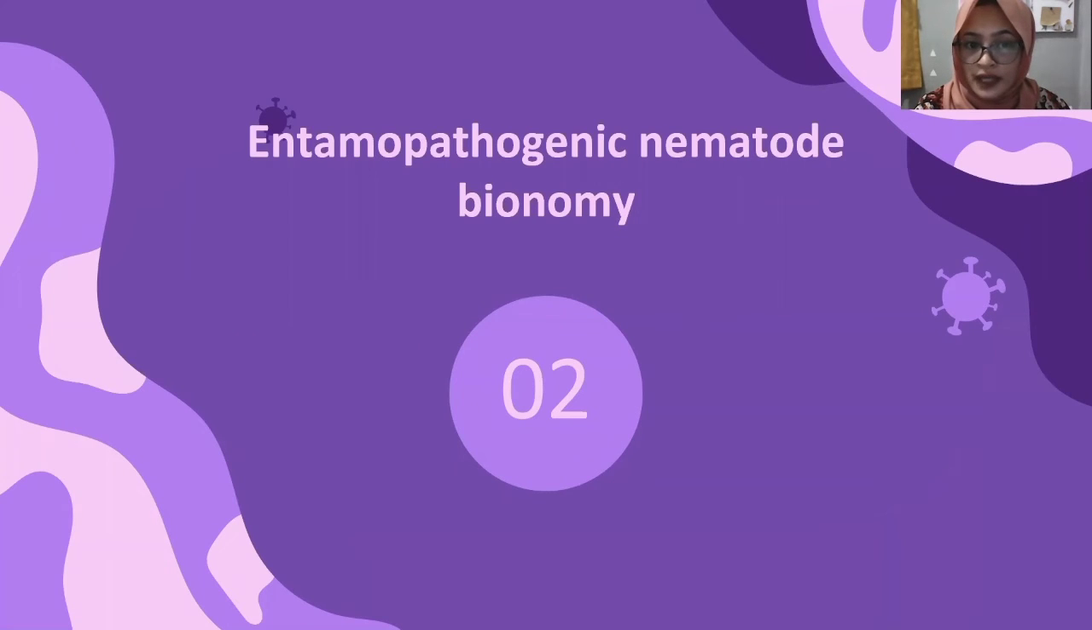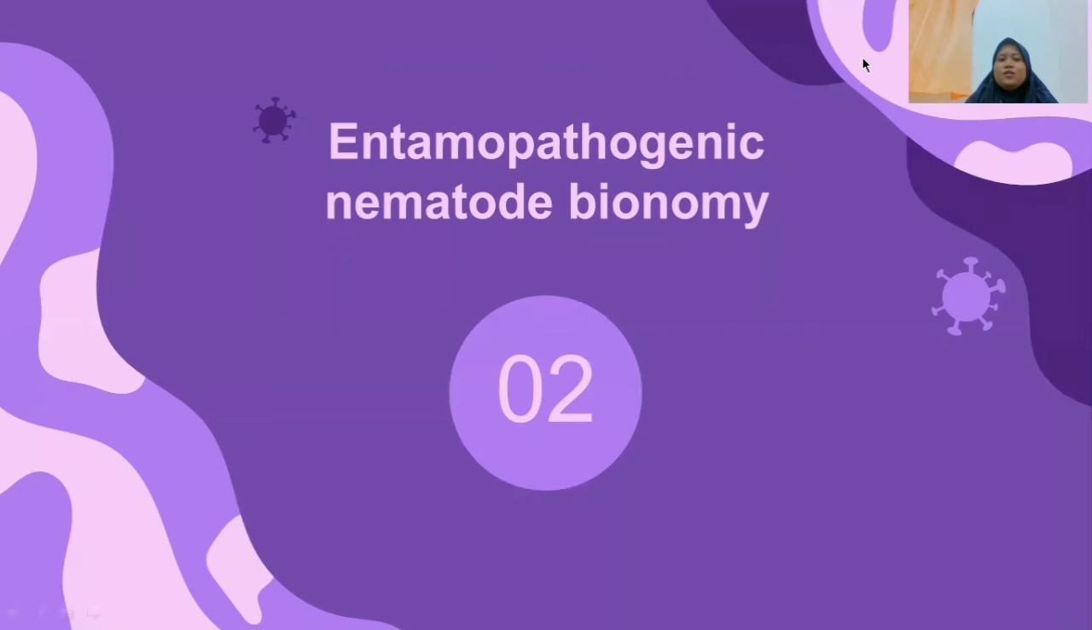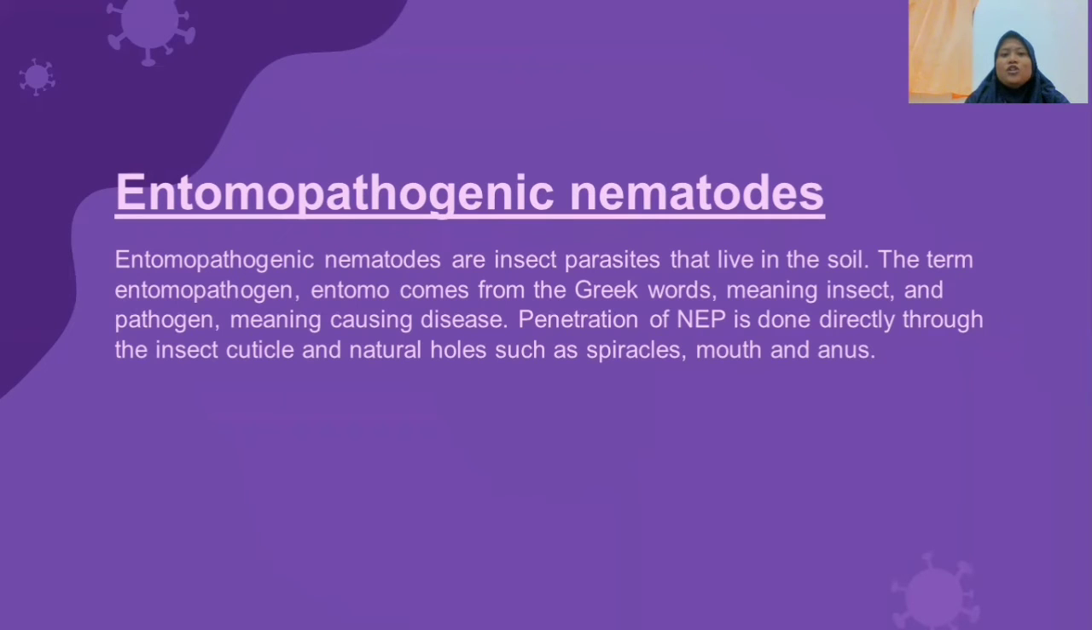The next topic is entomopathogenic nematodes bionomy. Entomopathogenic nematodes are insect parasites that live in the soil. The term entomopathogen: entomo comes from Greek words meaning insect, and pathogen meaning causing disease. Penetration of EPN is done directly through the insect cuticle and natural openings such as spiracles, mouth, and anus.